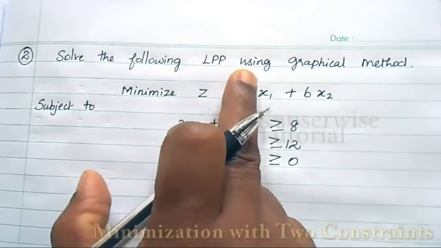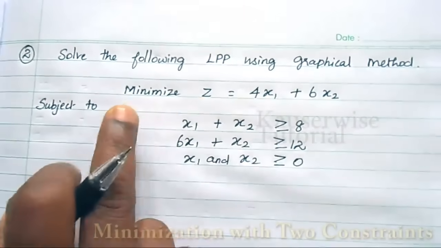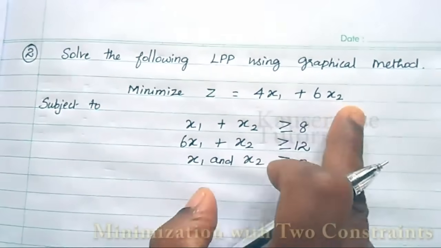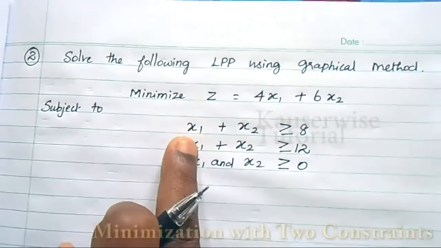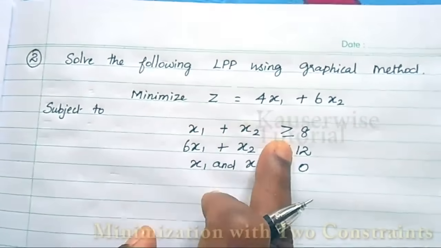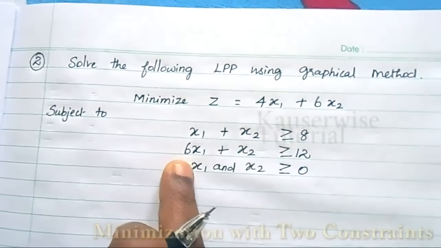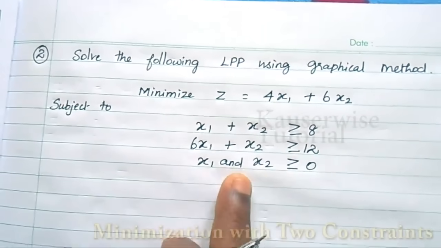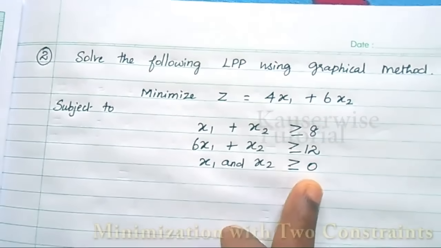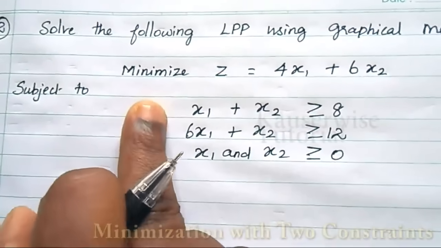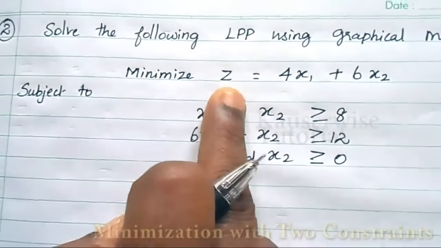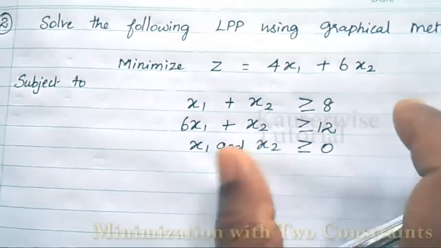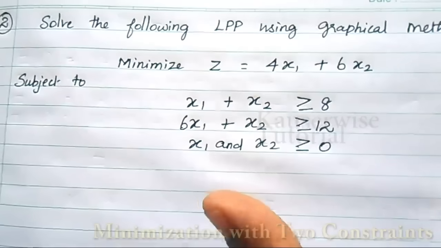Solve the following LPP using graphical method. Minimize z = 4x1 + 6x2 subject to x1 + x2 ≥ 8, 6x1 + x2 ≥ 12, x1 and x2 ≥ 0. This is a minimization problem. Our objective function is minimize z = 4x1 + 6x2. So, our final answer will be the optimum value.